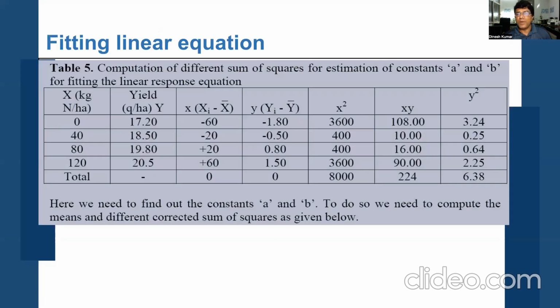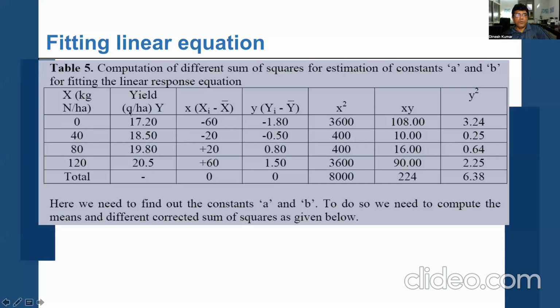Now you can see it is very, very simple, very, very easy. So in the first column, you see it is X, kilogram nitrogen per hectare: 0, 40, 80, 120. You can see it is equal interval, but you can also have unequal intervals. There is no issue. And then yield. Yield is your dependent variable, quintals per hectare. That is in capital Y.